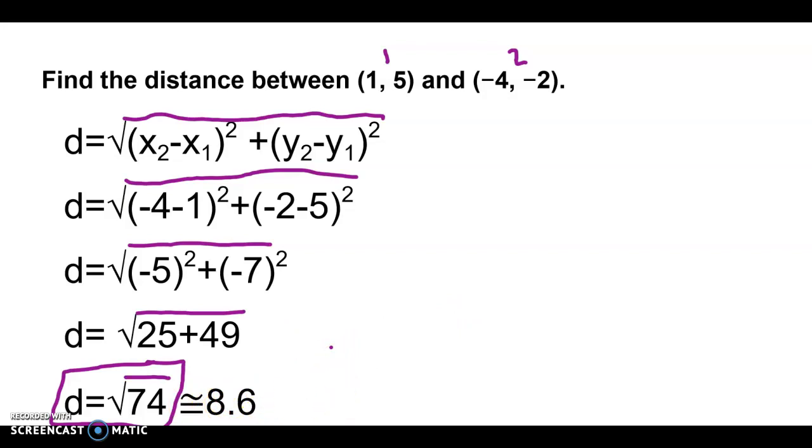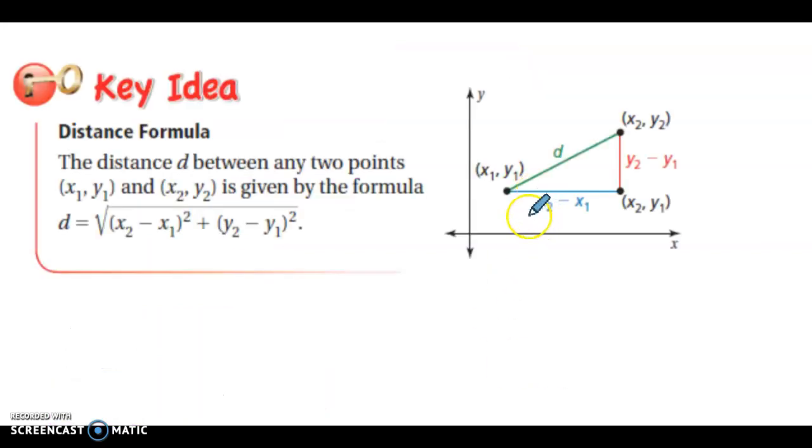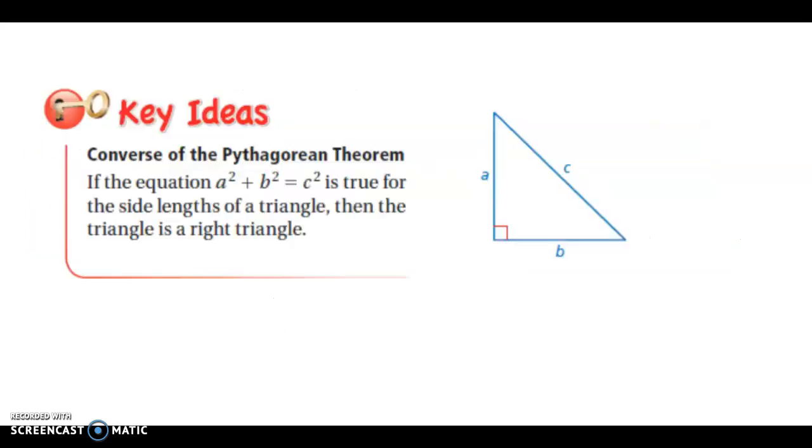So it's just the distance formula. You apply it just like that. Again, it doesn't matter which one is 1 or 2 as long as you use them in the same order. You just have the square roots. And the converse of the Pythagorean theorem we looked at here. If this statement is true, then it is a right triangle.